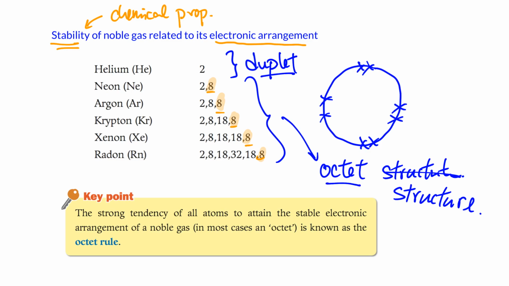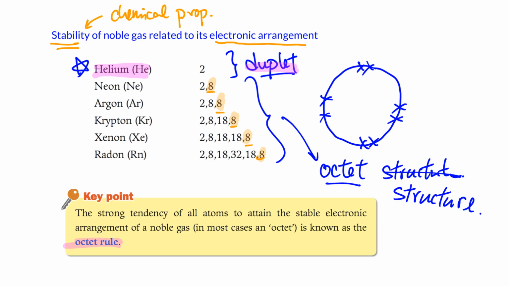So for noble gases, is it a must for all of them to have octet structures? Wrong, because do remember you still have an exception, which is helium, which has a duplex structure. The strong tendency of all atoms to obtain the stable electronic arrangement, we call the octet rule.